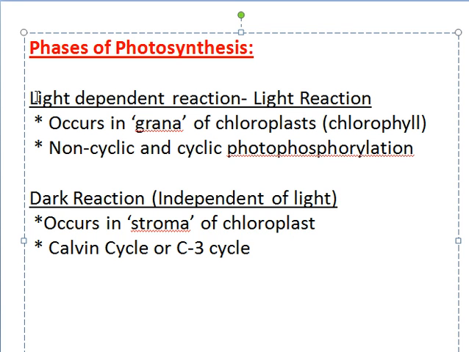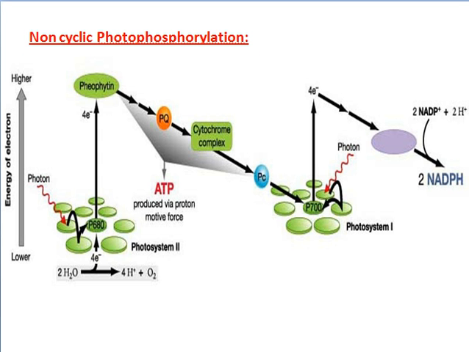So first of all, we'll discuss light dependent reaction in the next step. Light dependent reactions, as you know, are of two types. The first is non-cyclic photophosphorylation, as you can see in the graphic shown to you, and the other variation of the same light reaction is the cyclic photophosphorylation, which we'll discuss in the next slide.